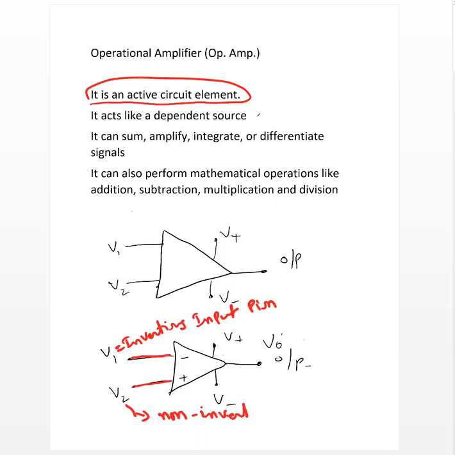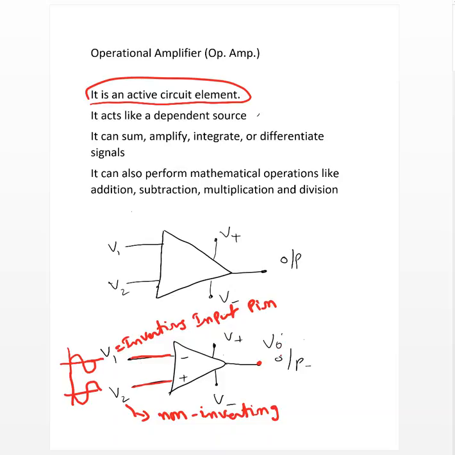Inverting is nothing but the output is going to be inverted by 180 degrees. So for example, if I give an input to the inverting pin, my output is going to be inverted 180 degrees, so it's opposite. Non-inverting is not going to invert; the output is going to be the same. So there are two input pins, one inverting and another non-inverting.